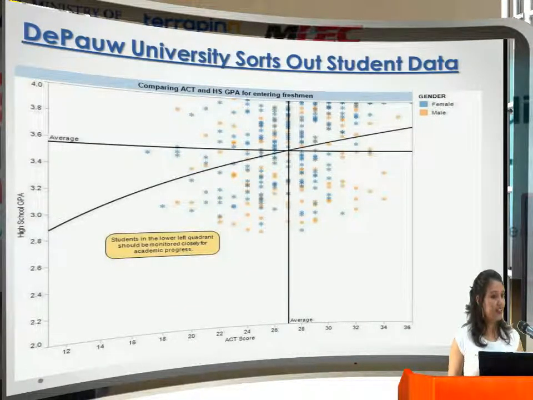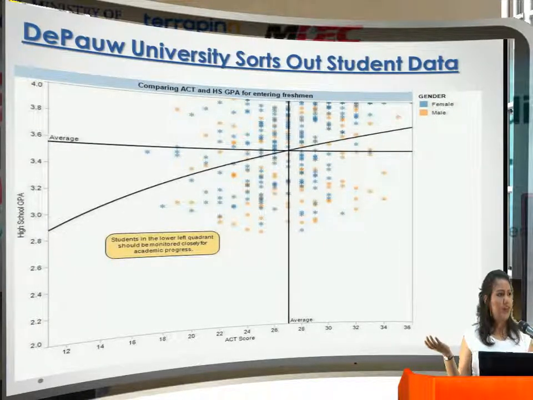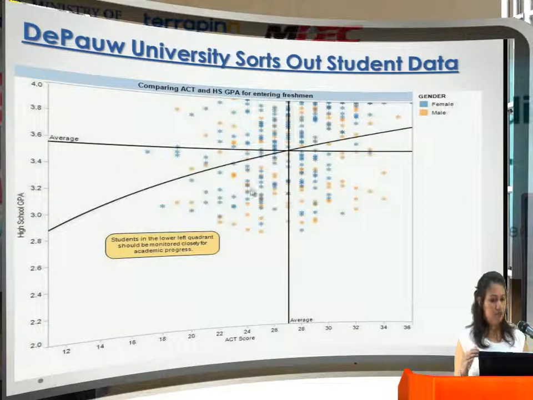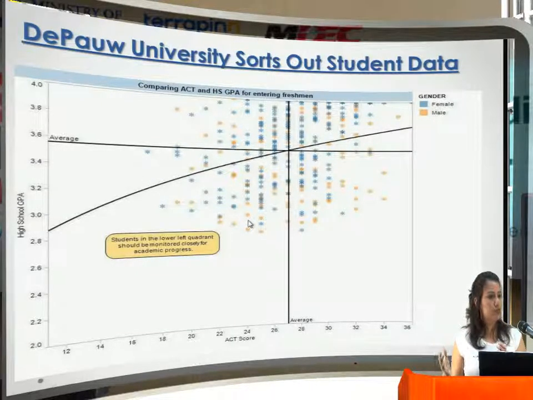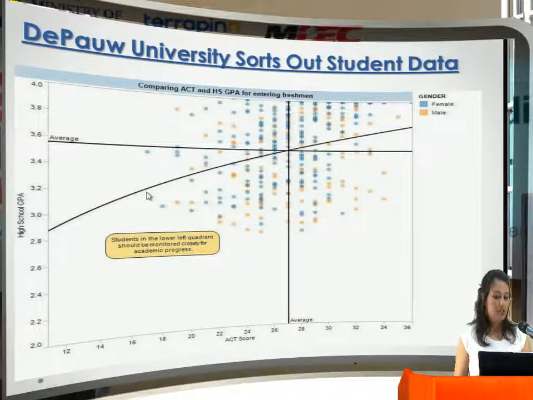They sort out their student data using Tableau. This is a very, very simple visualization where the department was trying to understand, based on the ACT scores and the GPA scores, whether there were any students falling below the average line. They found that the lower left quadrant was the group of students who needed more attention because they were falling below average in both ACT and GPA scores. So together they could create a set or group of these students, give them more tuition, have some one-on-one discussions with them, and help them go above the average line. This is just one of the simplest examples.